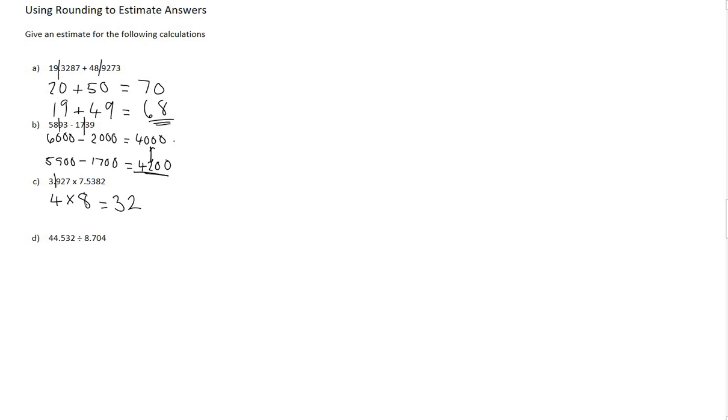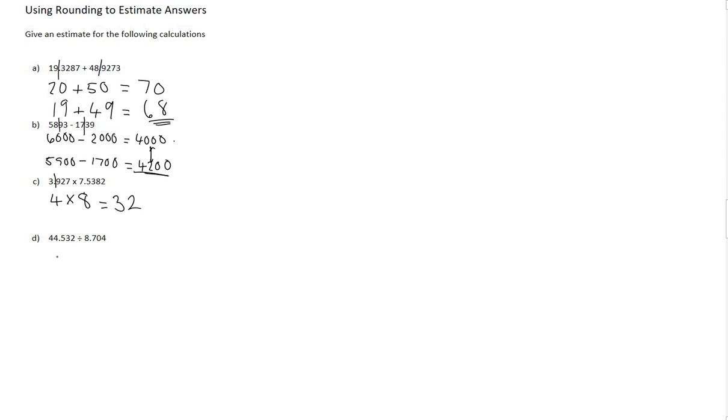Just to reiterate, if you typed that into your calculator and got an answer of 1,000, you would know straight away that's wrong because it's pretty close to 4 times 8. Your answer is going to be close to 32. Let's have a look at this one. We'll round to the nearest unit again.